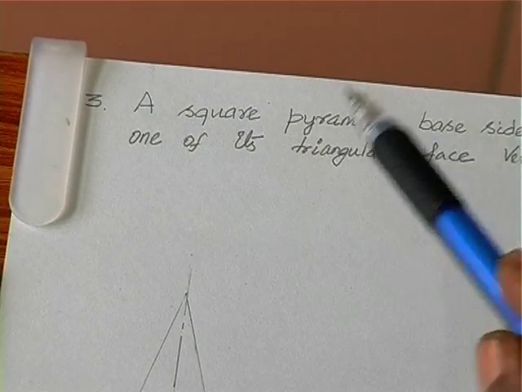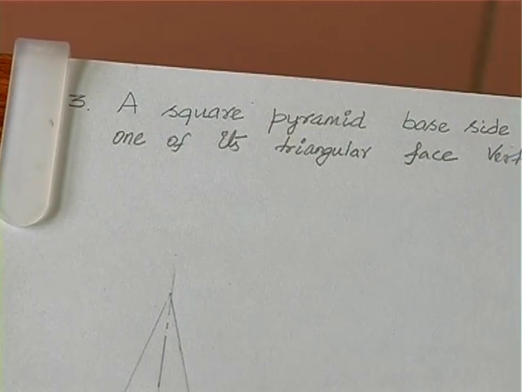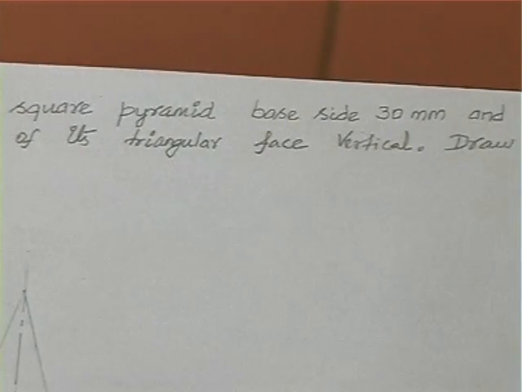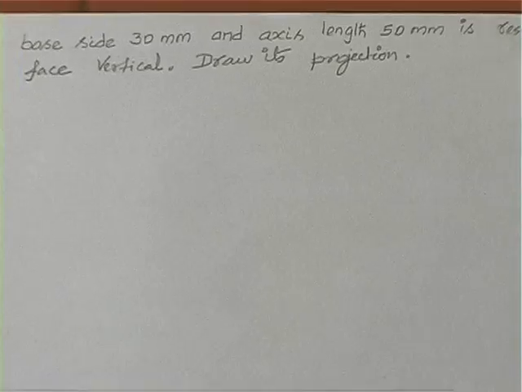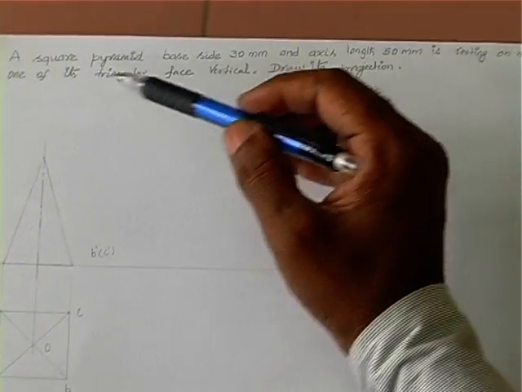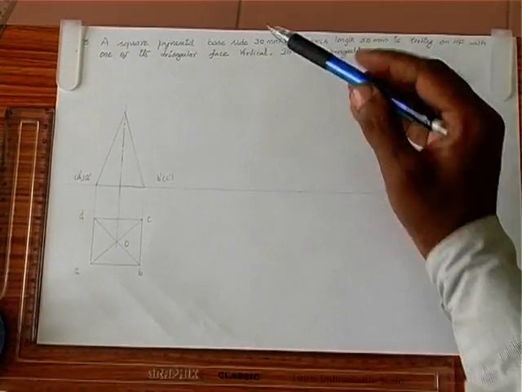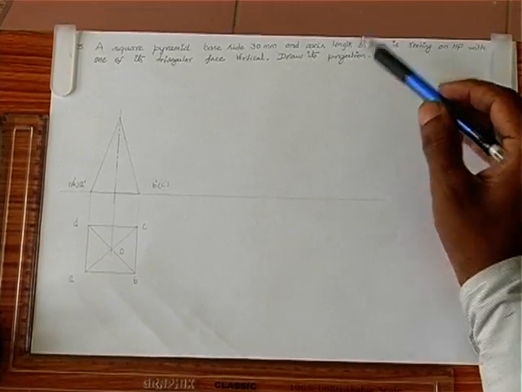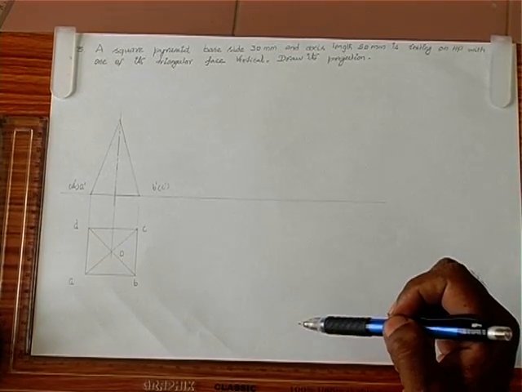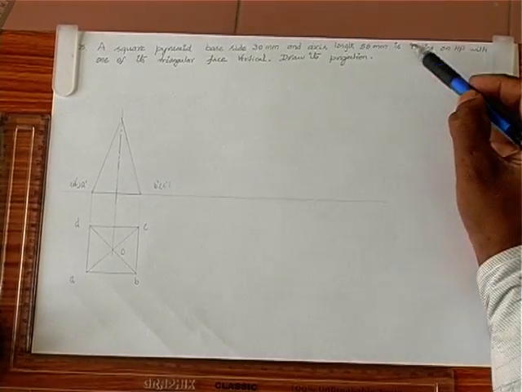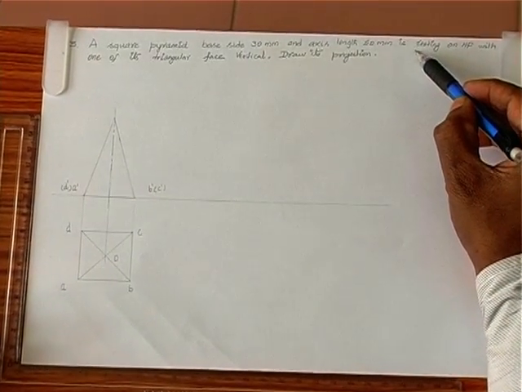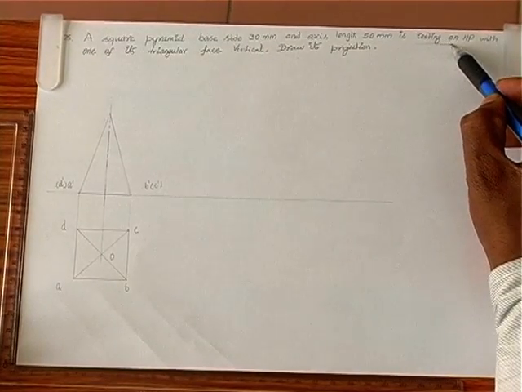A square pyramid, base side 30 mm, axis length 50 mm is resting on HP with one of its triangular faces vertical. Draw its projection. Always the initial position is very crucial. So we have a problem where the solid is resting on HP.